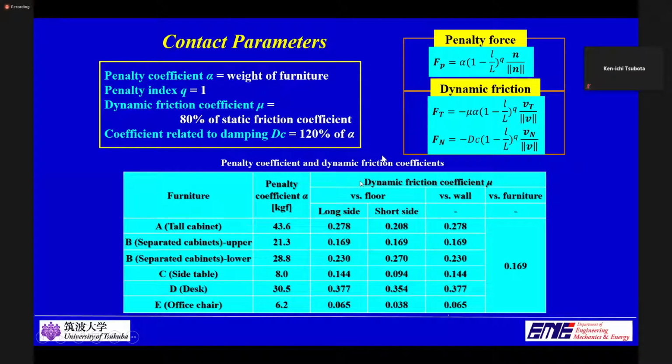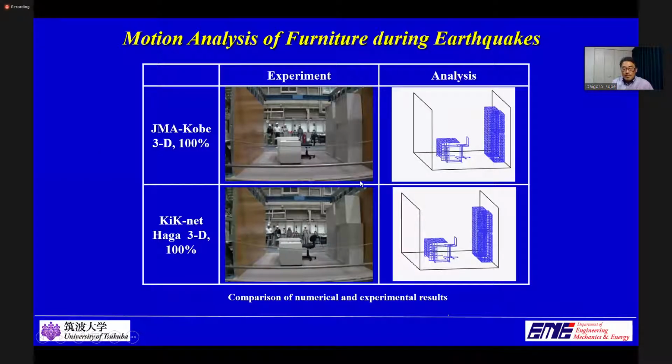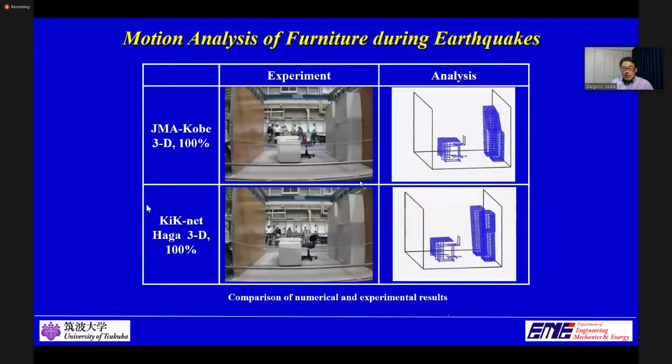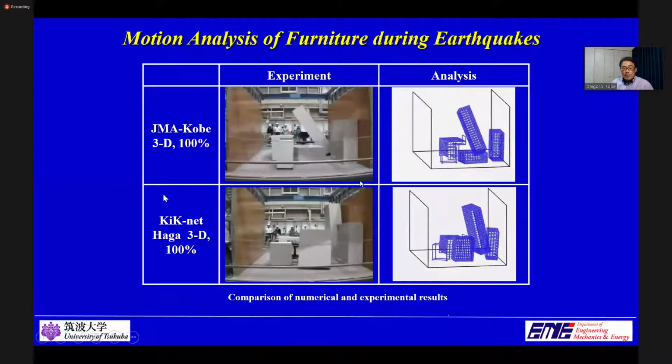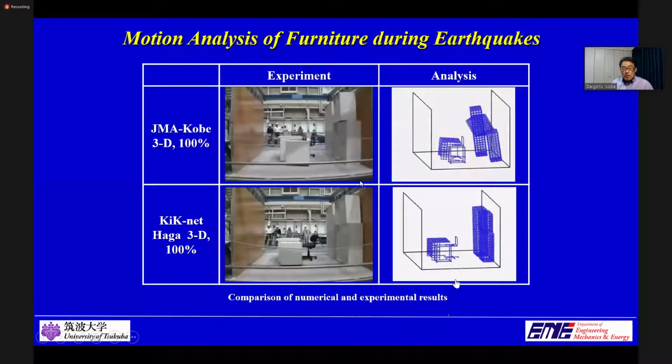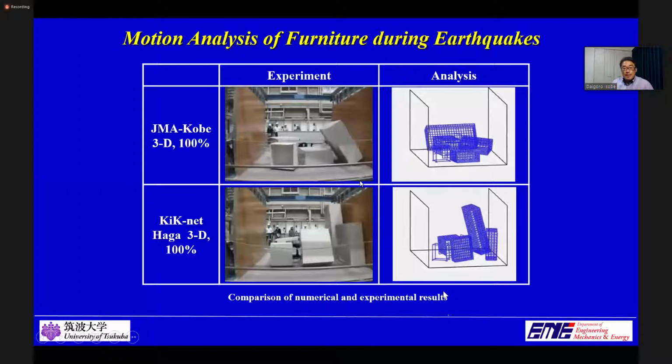Now see how it works. I'm showing you the comparison of the values for the experimental results and the numerical results. The input seismic waves are different between the upper and lower rows. Now I'm sure you can see how the motions of each furniture are well simulated, particularly the rocking motion of the cabinets and the sliding motion of the furniture with casters.